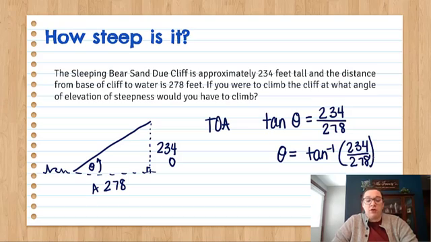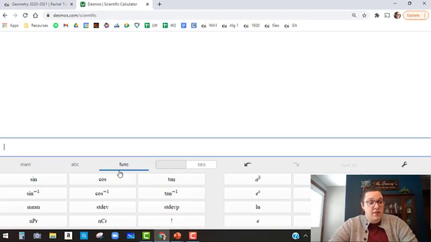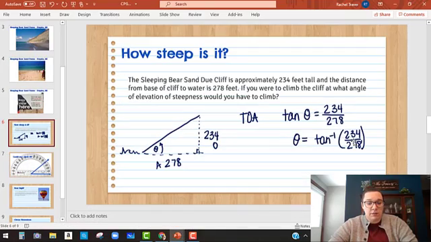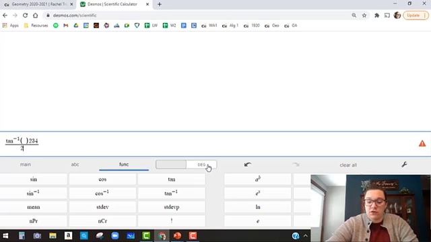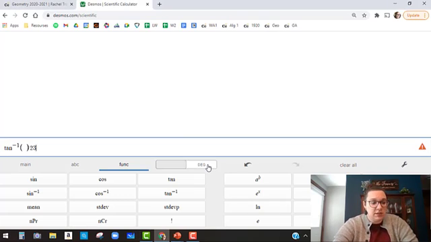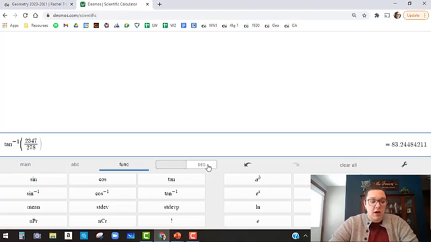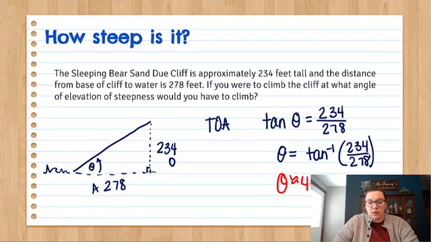This will then go in our trusty decimals calculator. From here, we're in the function key. We'll hit inverse tangent, and we had 234 over 278. Let me try that again: 234 over 278. When you hit the divide button, it automatically makes it a fraction, which is kind of cool. Our answer here is about 40.1 degrees, approximately 40.1 degrees.